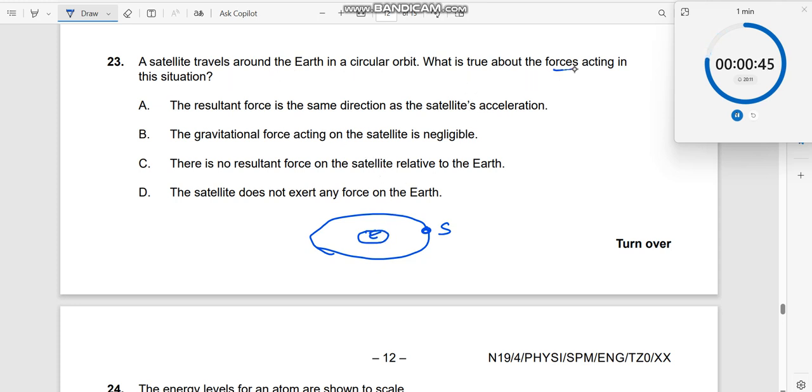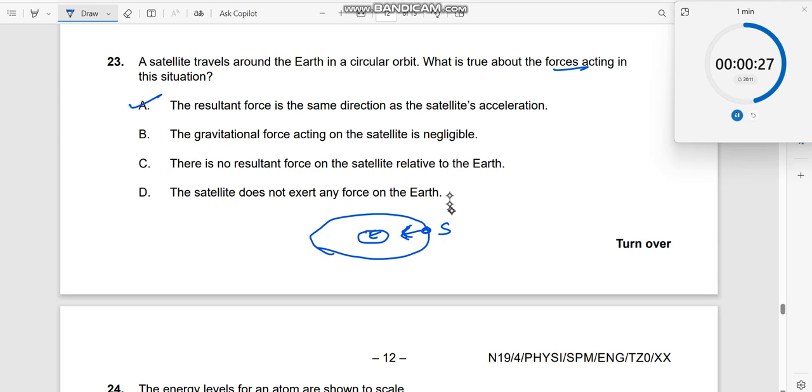When I say forces, the first thing that should come to your mind is that there is one force which is acting on it. What is this? Centripetal force, acting on a satellite. So, the resultant force is in the same direction as the satellite's acceleration. True. Satellite's acceleration is like this. The resultant force is also like this. So, therefore, the first option is the right option.